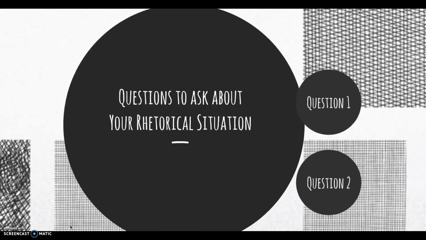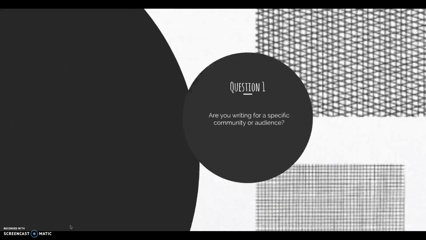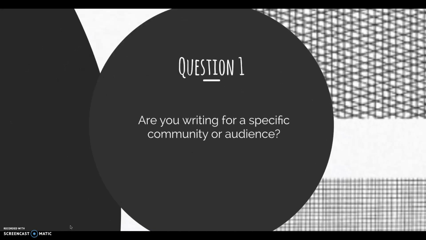Questions to ask about your rhetorical situation. So once you realize that magazines, newspapers, journals, and websites are published with specific audiences or communities in mind, you can tailor your key terms to the communities for whom the texts are written in the first place. So let's look at question 1. That goes with what I had just said. Are you writing for a specific community or audience?